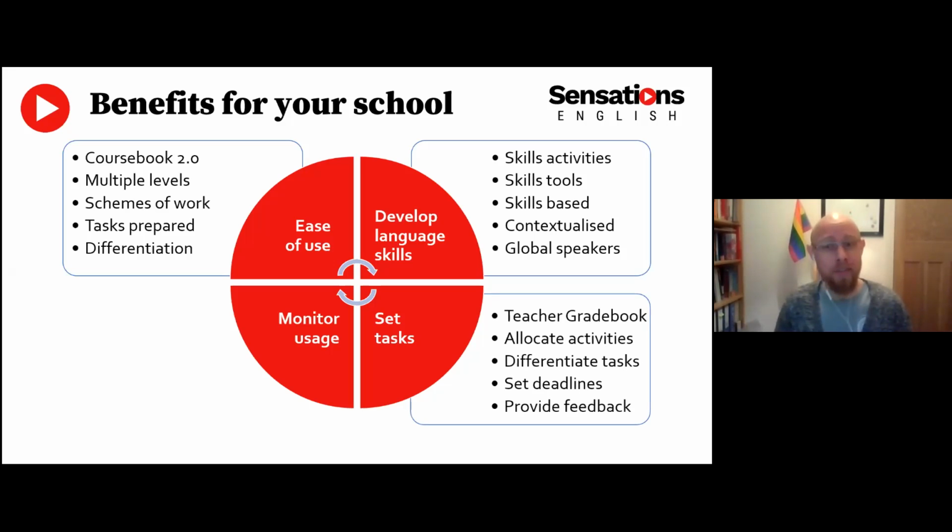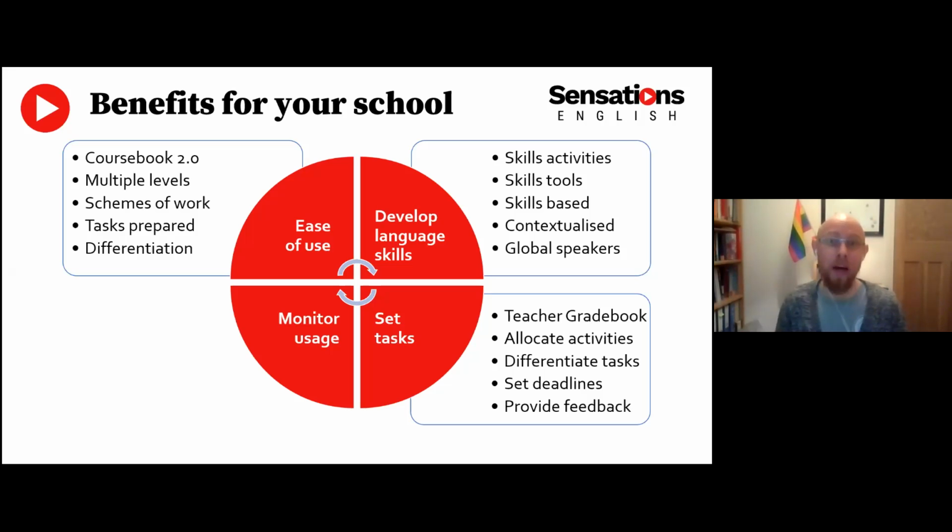Then with setting tasks, you've got the teacher gradebook to allocate activities and differentiate tasks. So you saw Lewis allocating tasks within a class to one student. You can allocate tasks to a whole class, or you can allocate the same tasks at different levels to different students, or even different tasks to different students if you know from the data that certain students are better at receptive listening rather than receptive reading. You can set deadlines, and then you can provide feedback.